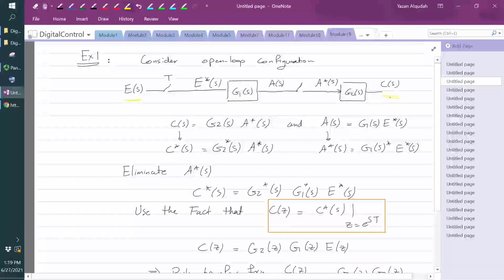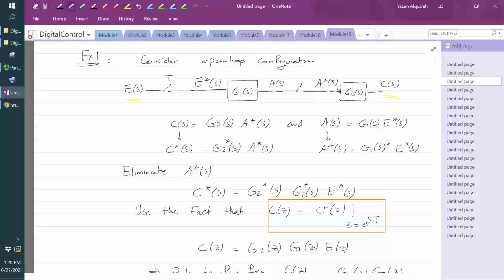We start at the output. We can write the relationship that relates the output to the input using this block diagram. If I look here, C of S is equal to G2 of S multiplied by A star of S. So this equation is coming directly from here. Now also, the output of G1 of S, A of S, is equal to G1 of S multiplied by E star of S. So these two equations come directly from this block diagram. Now what I'm going to do is take the star transformation.